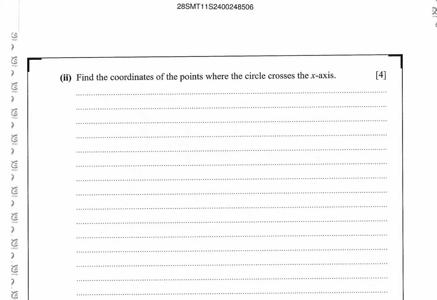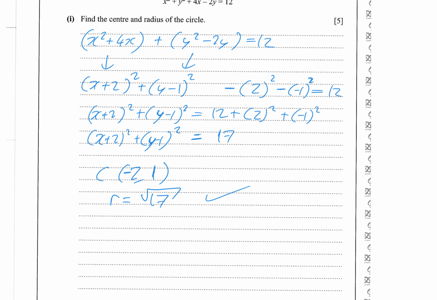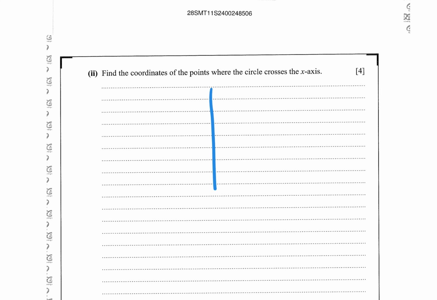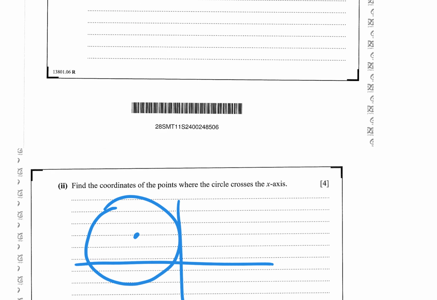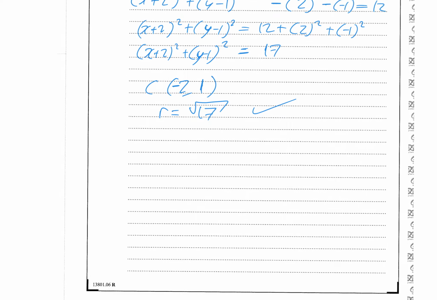Right, find the coordinates of the points where the circle crosses the x-axis. Not really necessary, but I'm going to do a wee diagram here. What's the center? Minus 2, 1. So it's going to look something like that. Now it may actually look more like that. It might cross, but just roughly where the thing is. That's all I'm doing. Okay, so right. What was my equation? x squared plus y squared plus 4x minus 2y equals 12.